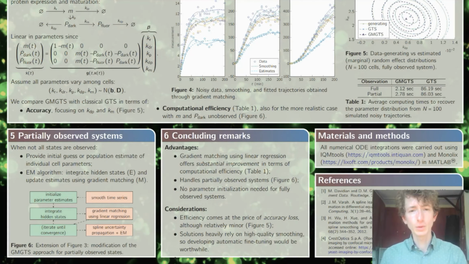You may have noticed the linear regression system requires full state information, but in practice such data are rare, so we designed an EM algorithm to deal with this problem. So after smoothing the observed state and given an initial guess, or a fit to the population average, we integrate the system to obtain the estimated hidden state information. Together with our gradients, we can reconstruct the linear system and perform gradient matching. And these two steps are iterated until convergence.